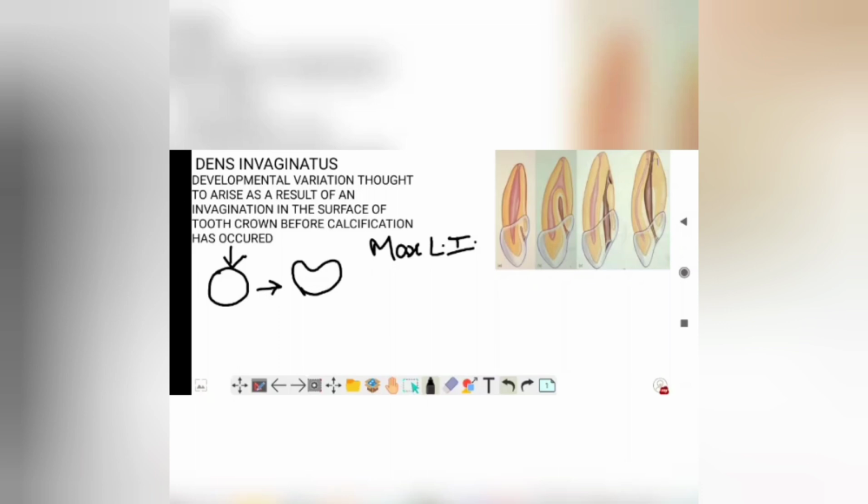Now here is a diagram which depicts dens invaginatus from the most mild form to the most severe form. In the mild form, let's see what is there. We can see a pear-shaped invagination. There is a narrow constriction at the opening on the surface of the tooth. See here that it is a narrow opening.